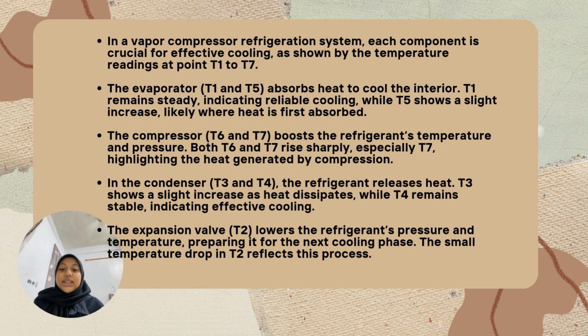The compressor, which are T6 and T7, boost the refrigerant's temperature and pressure. Both T6 and T7 rise sharply, especially T7, highlighting the heat generated by compression. In the condenser, which are T3 and T4, the refrigerant releases heat. T3 shows a slight increase as heat dissipates, while T4 remains stable, indicating effective cooling. The expansion valve, which is T2, lowers the refrigerant's pressure and temperature, preparing it for the next cooling phase. The small temperature drop in T2 reflects this process.